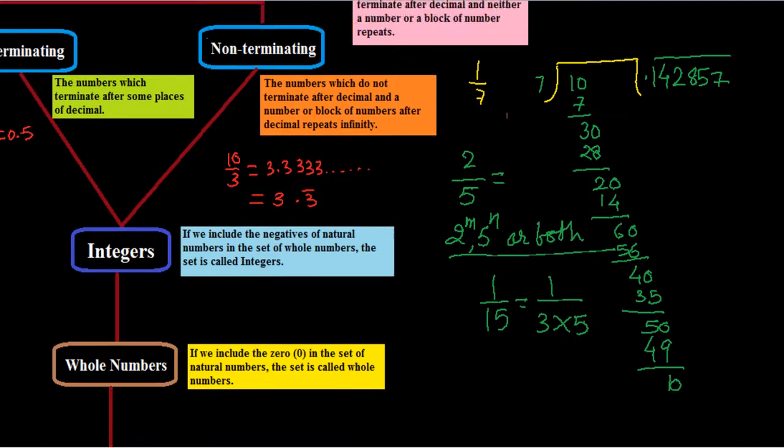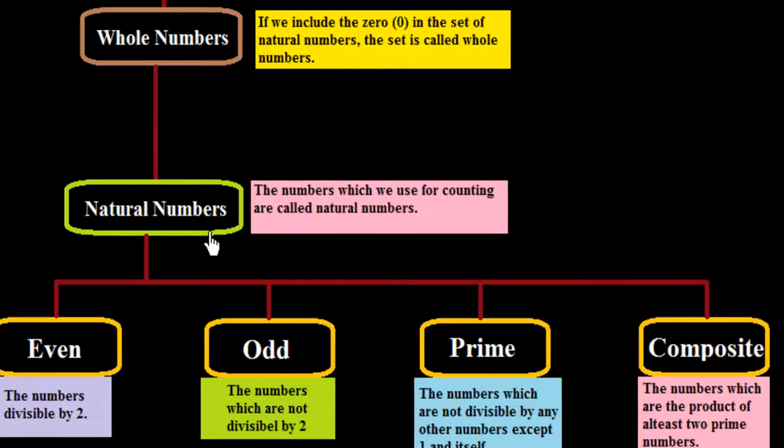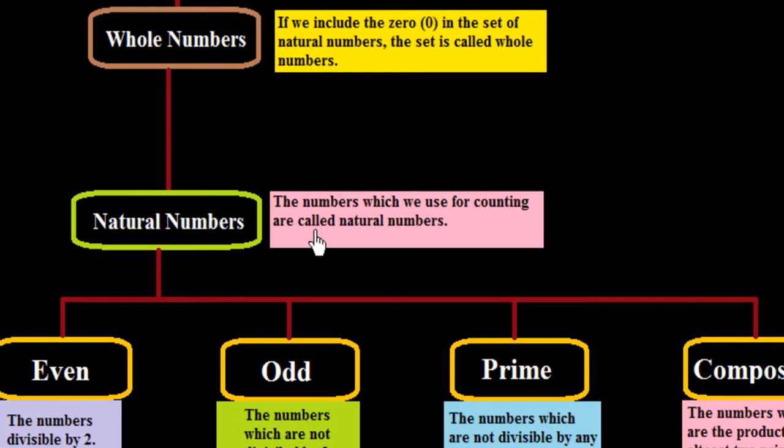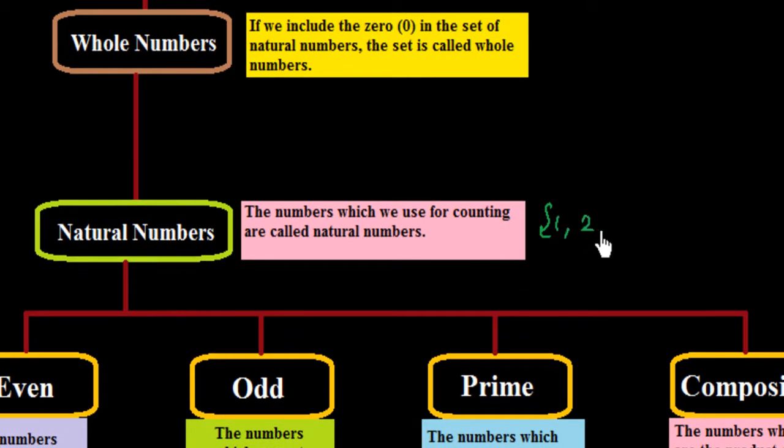Now we start with the natural numbers. You are all aware of natural numbers. The definition of natural numbers is the numbers which we use for counting. The counting always starts with 1, the positive 1. So we get 1, 2, 3, 4, 5 and so on up to infinity. These are all the natural numbers.